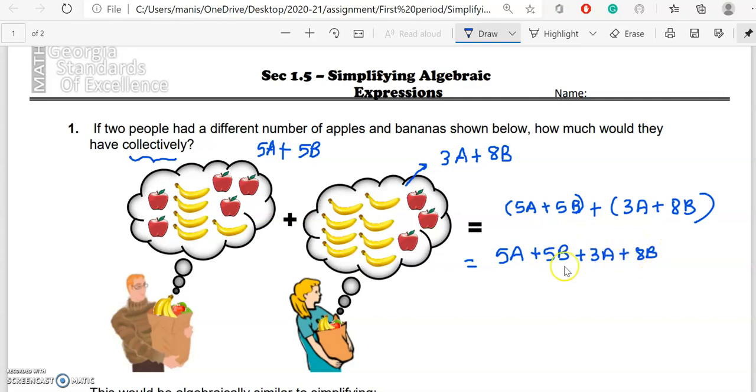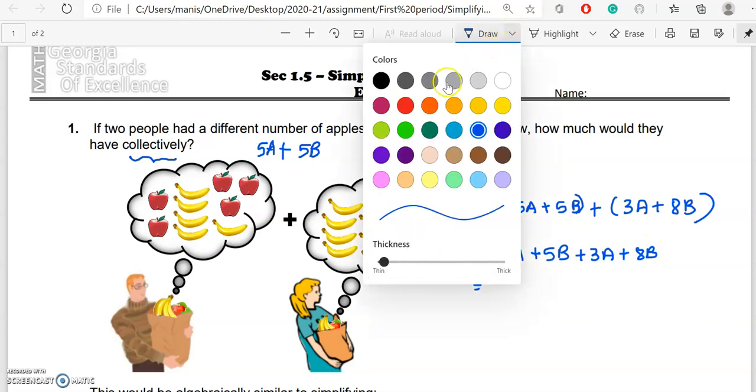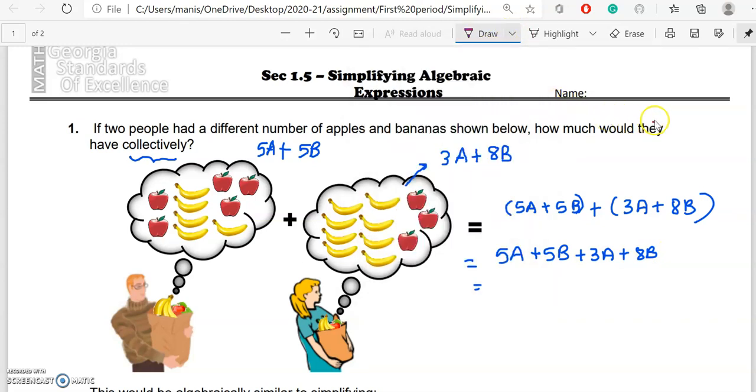So we have already learned about combining like terms. So let's look for the answer. This is your a and this is your a. So 5a plus 3a will be my what? 8a. What about bananas? b and b. So 8 plus 5, I will add their coefficients. It will give me 13b, which gives me my final answer. They have in total 8a plus 13b, bananas and apples.